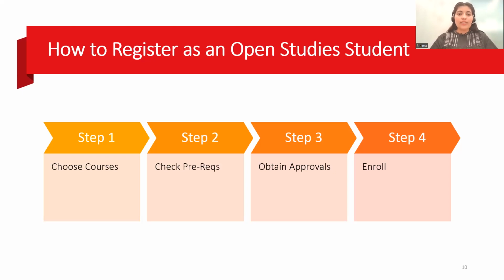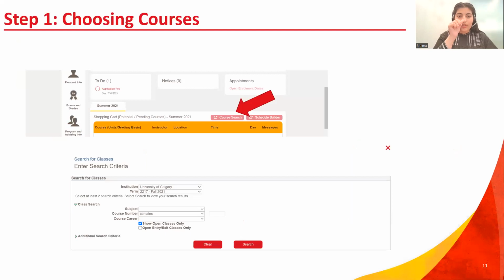So let's look at step 1 in detail, which is choosing your courses. I will explore this a little bit more towards the end of this presentation, but this step is assuming that you know what course you need to take as an Open Studies student. If that is the case, you will log into your My U of C portal.